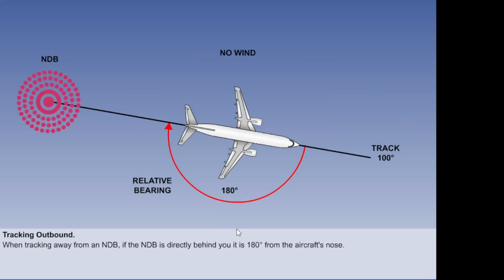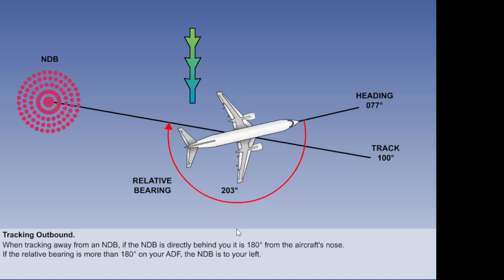Tracking away from an NDB is the same procedure, except that now, if the NDB is directly behind you, it is 180 degrees from the aircraft's nose. If the relative bearing is more than 180 degrees on your ADF, the NDB is to your left. Here, we see an aircraft maintaining a track of 100 degrees. The starboard drift of 23 degrees is known, resulting in a heading into wind of 077 degrees. The relative bearing is 203 degrees, so the NDB is to the left of your tail.